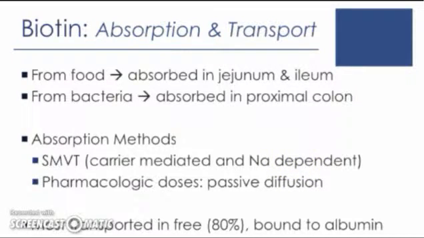Once biotin has been absorbed in the enterocyte, then it exits the enterocyte through the basolateral membrane into the bloodstream. Once circulating in the bloodstream, it's going to be transported freely as free biotin. So most biotin in circulation is going to be in the free form. However, some will be bound to the protein albumin.